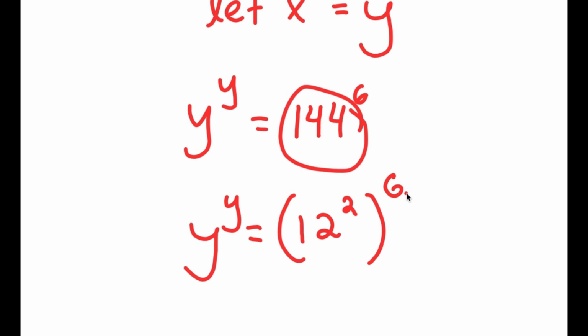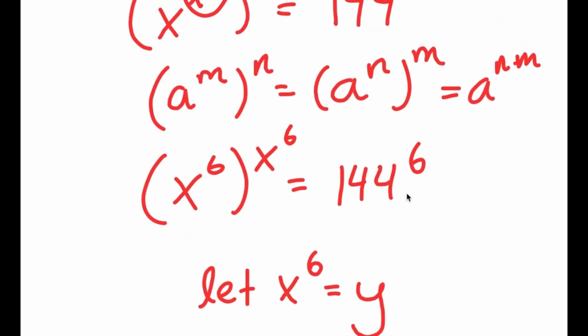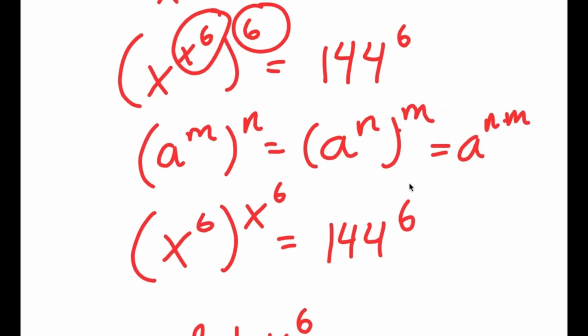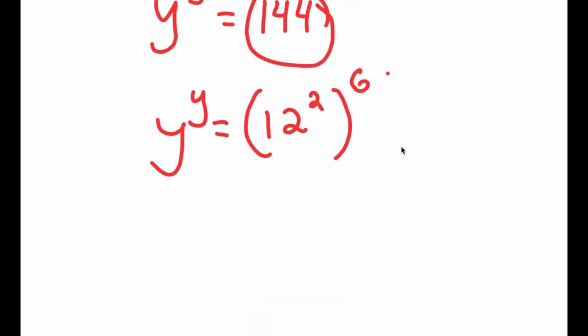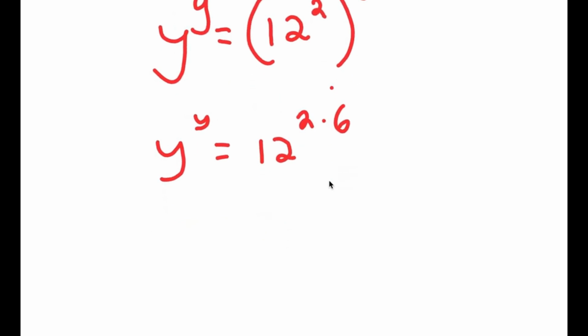So now, remember how we have this property. If I have something in the form a to the power of m to the power of n, this is equal to a to the power of n to the power of m, as well as a to the power of n times m. So I have 12 to the power of 2 to the power of 6, and this is the same thing as 12 to the power of 2 times 6. And 2 times 6, that's equal to 12. So I have y to the power of y is equal to 12 to the power of 12.